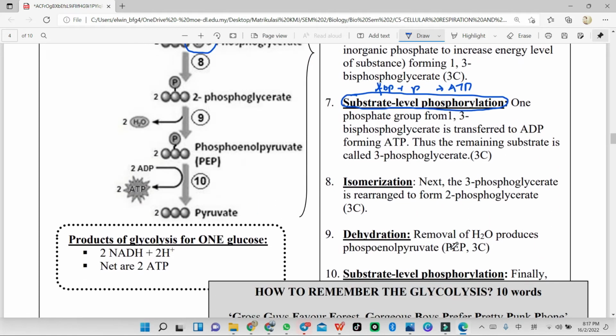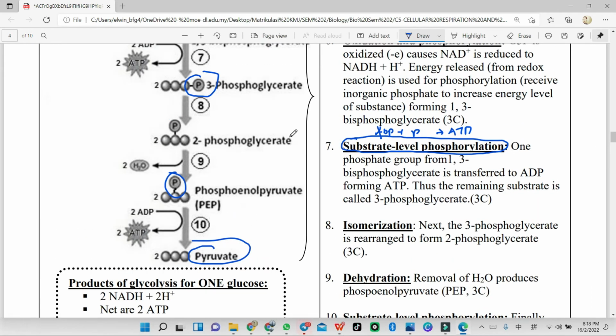And the next one is the substrate level phosphorylation. The remaining phosphate group, the only one attached to carbon 2, will be given back to the ADP, so it becomes ATP. So each one will produce 1 ATP, so 2 molecules produce 2 ATP. So finally it becomes pyruvate. And this pyruvate is the raw material that will be used in the link reaction.